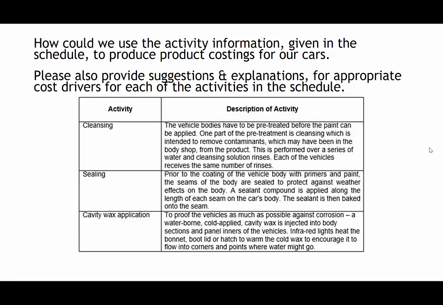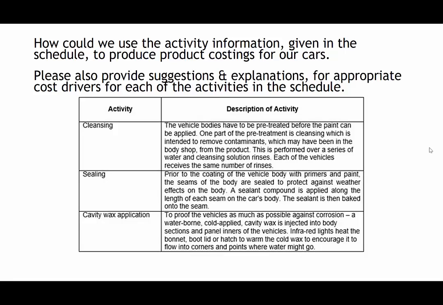Second one, sealing. Prior to the coating of the vehicle body with primers and paint, the seams of the body are sealed to protect against weather effects on the body. A sealant compound is applied along the length of each seam of the car's body, and the sealant is then baked onto the seam. And finally, cavity wax application is to proof the vehicles as much as possible against corrosion.